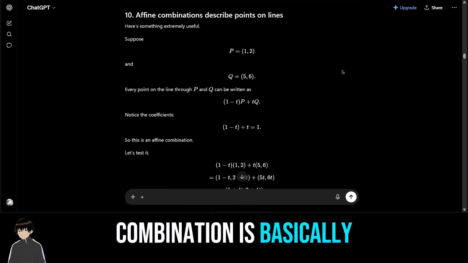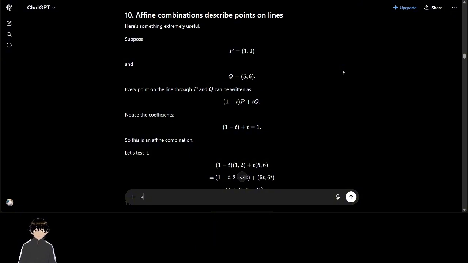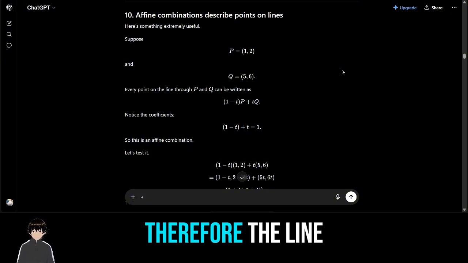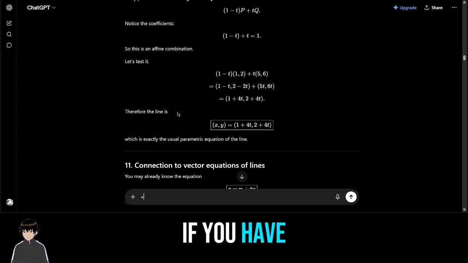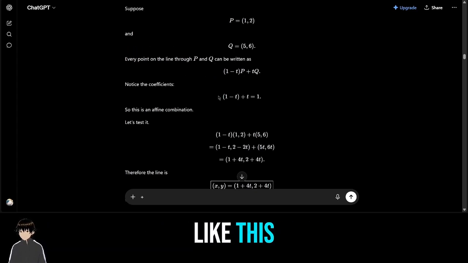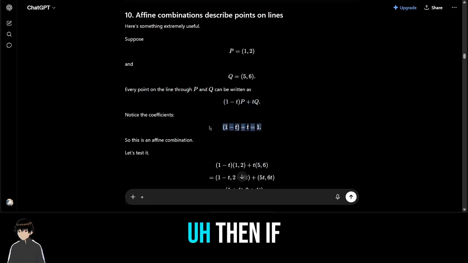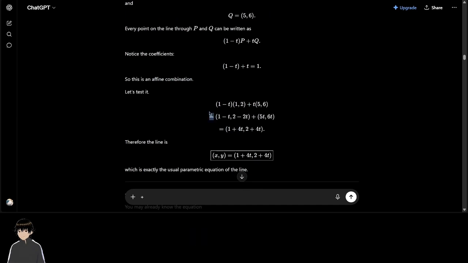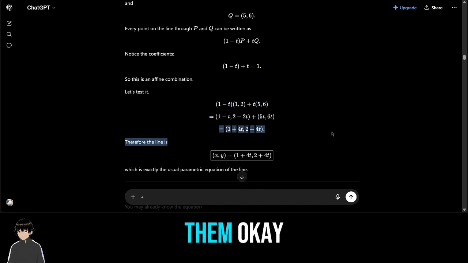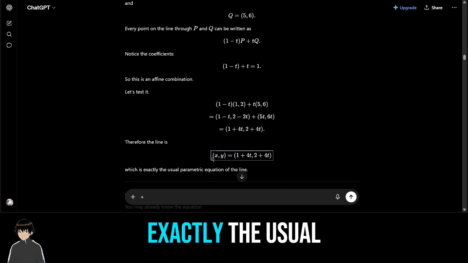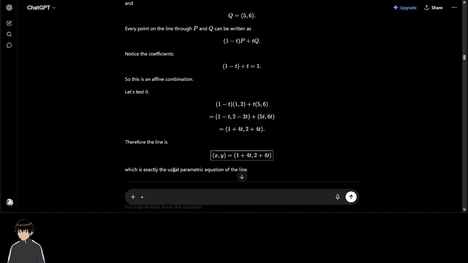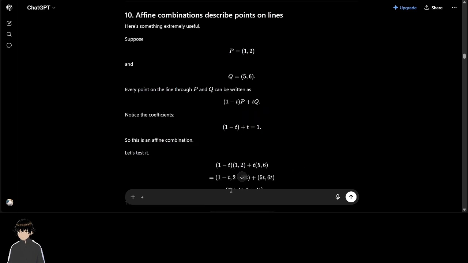And affine combinations basically just describe points on lines. Therefore, the line is xy. So if you have an affine combination like this, the coefficients should equal 1. Then if you add them, you distribute them. Okay, this should be the answer. This should be the line, which is exactly the usual parametric equation of the line. So we can do that.